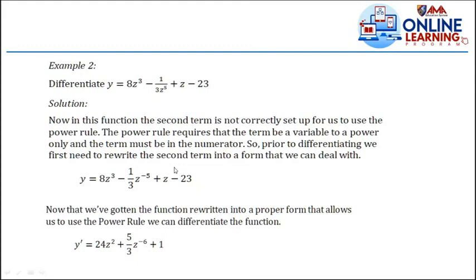Any number raised to 0 is equivalent to 1. And also for the last term, negative 23, derivative of constant is 0. So therefore, your y prime is equal to 24 z squared plus 5 all over 3 z raised to 6 plus 1. Kung gusto nyong expressin to in the positive exponent, babalik po natin sa baba. So magiging 5 all over 3 z raised to positive 6. Okay? So naano natin into positive exponent na po siya. So that's our solution.